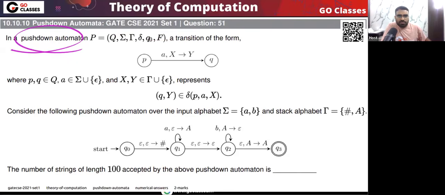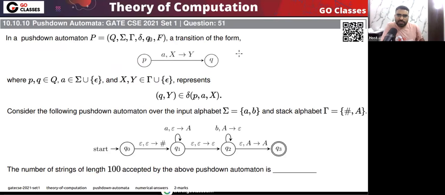In a pushdown automata, a transition of the form, this is a transition where what is this a? You can see a is an alphabet symbol or null move. What is this X? What is this Y? These are stack alphabet symbols or null move, and you can see p, q, these are states. So what this transition represents is given to you.